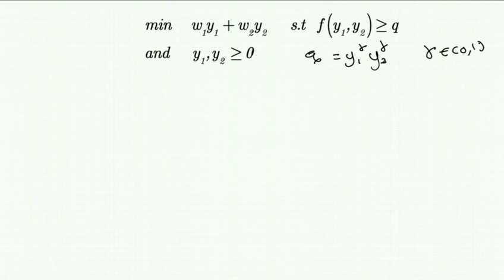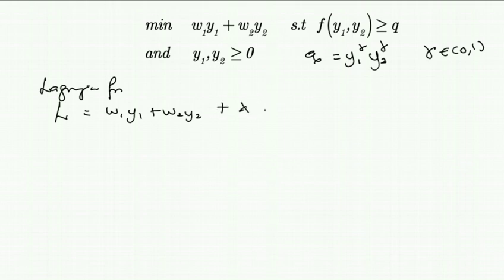What we need to do as usual, when we have a cost minimization problem, because I told you that it's more or less similar to the expenditure minimization problem in utility analysis, is construct a Lagrangian function. So the Lagrangian function, let's say it is L, is equal to W1 Y1 plus W2 Y2 plus, we put the scalar lambda, and then here Q minus Y1 to the power of gamma times Y2 to the power of gamma.